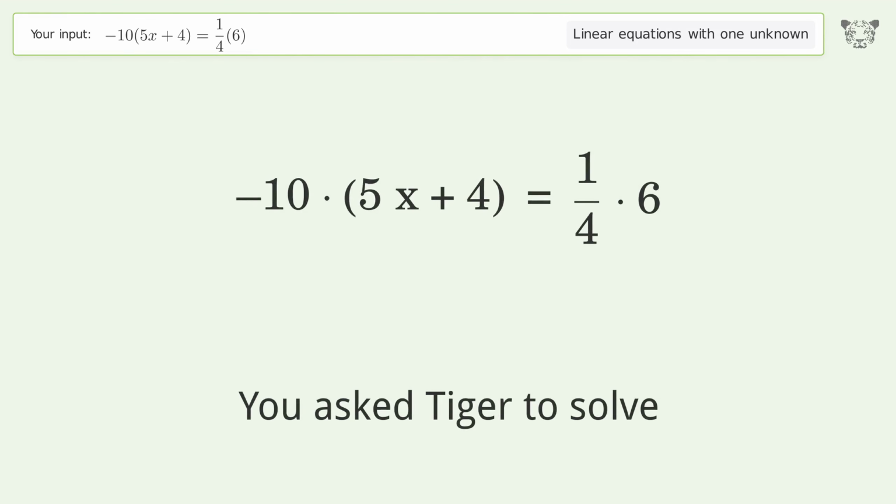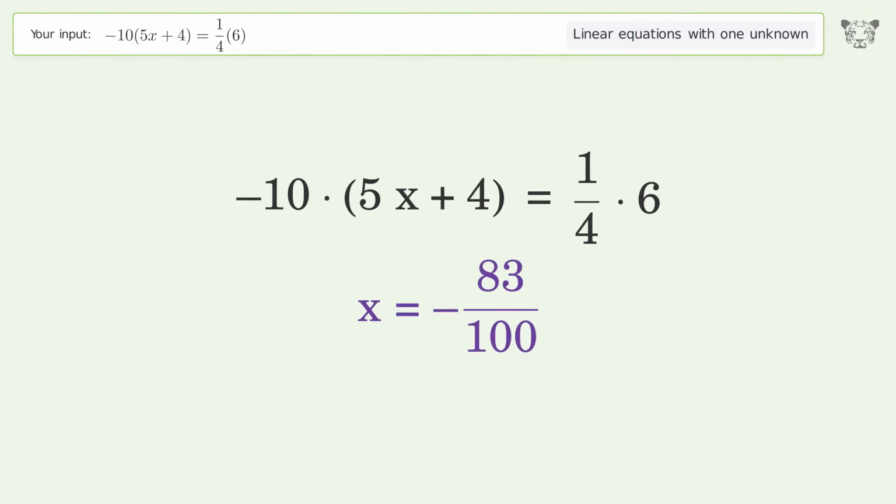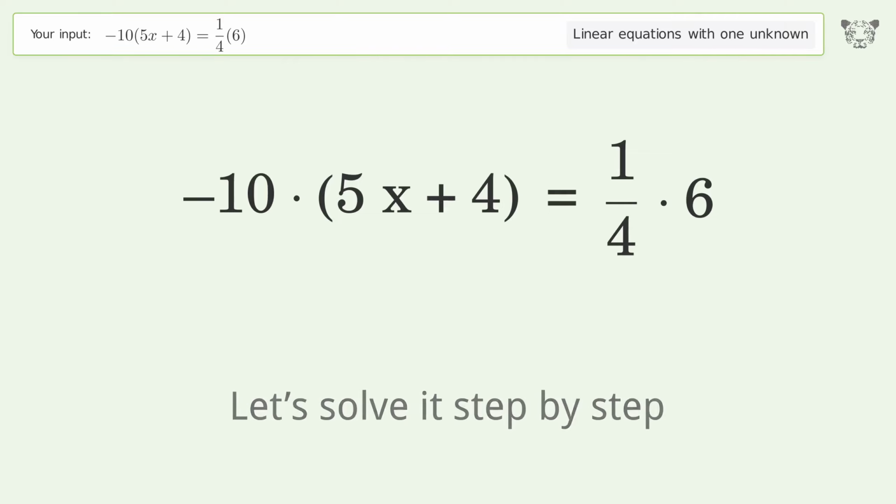You ask Tiger to solve. This deals with linear equations with one unknown. The final result is x equals negative 83 over 100. Let's solve it step by step.